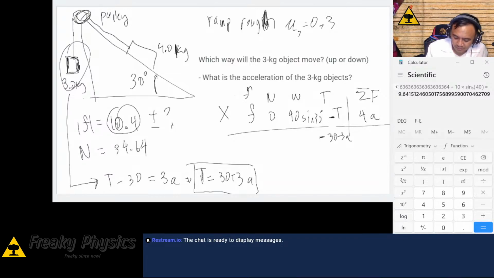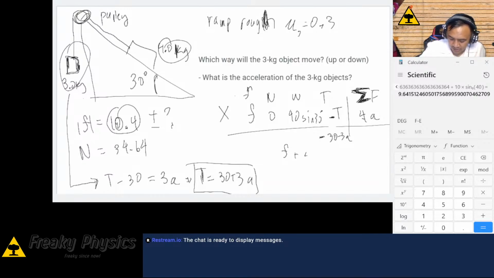Wait, why is it a 2F with a line on top? This one? No, that's not 2F. That's the sum of forces. Oh, okay. Let me clarify that. Now that we have that, we're going to solve for a. So F plus, let's just put that in there. What's sine 30 times 40? Why is it 4a? Mass times acceleration. The mass is 4, it accelerates with acceleration a.